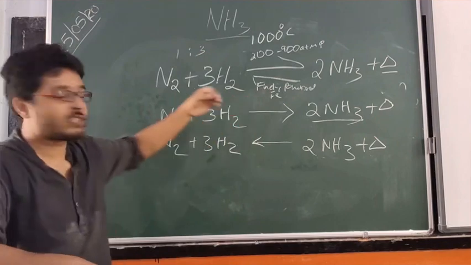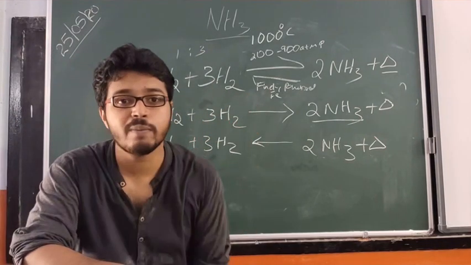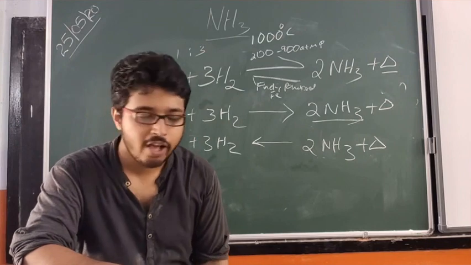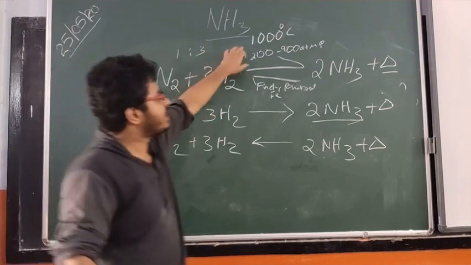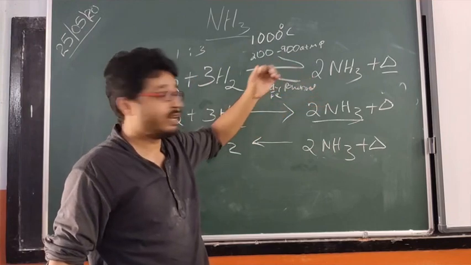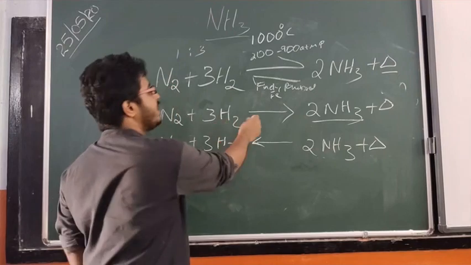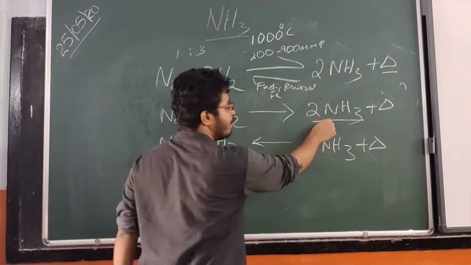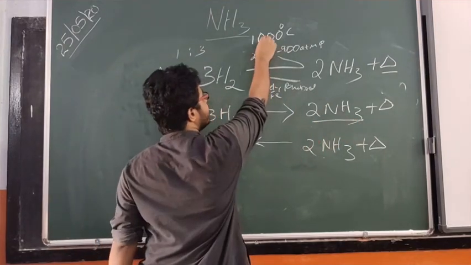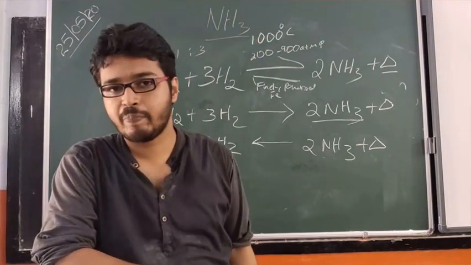Okay, in other words, the forward reaction is an exothermic reaction, so it will produce more heat. Already the temperature is more than the optimum value. So if the forward reaction is taking place to produce ammonia and heat, the temperature will increase further than what we needed.